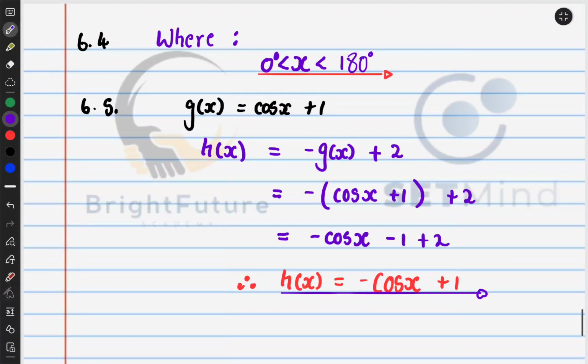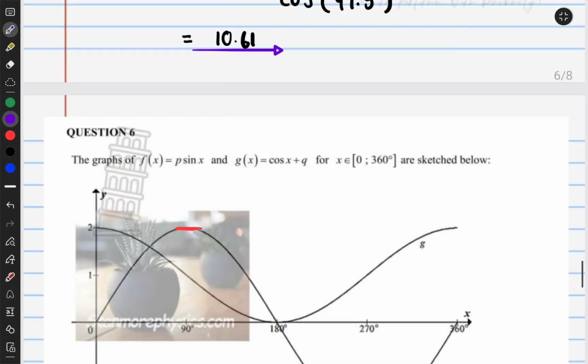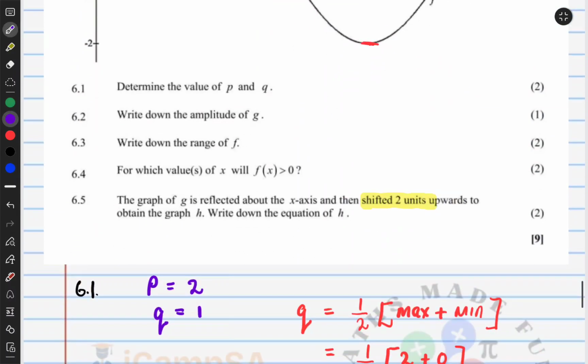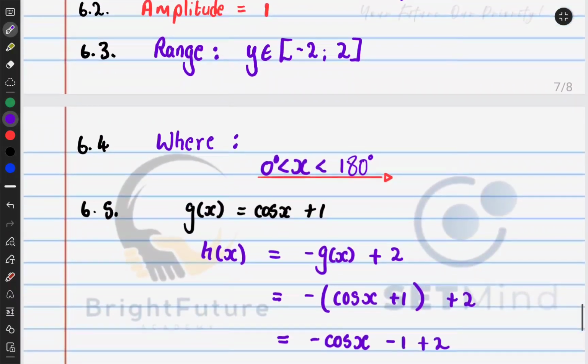And that is how you go about answering those questions regarding the trigonometric functions.